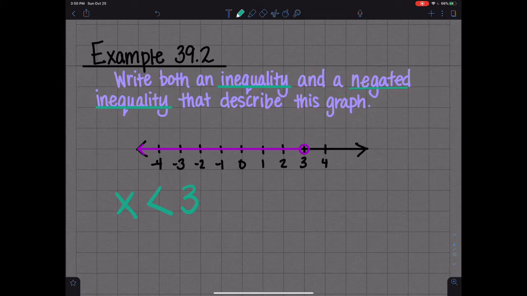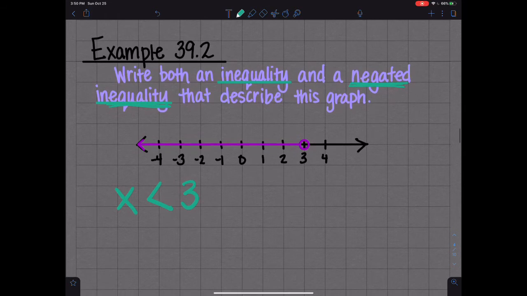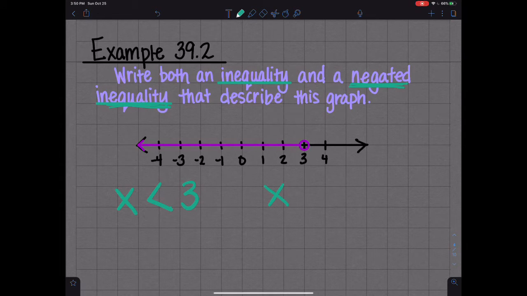showing. Now, it also said to add a negated inequality that describes this graph. So what is X not equal to? So X, remember the trichotomy axiom, is not equal to 3. Whoops, oh heck. X is not equal to 3, and it's not equal to anything greater than 3. Okay, how do I know that? Because 3 is not included, and anything greater than 3 is not included.